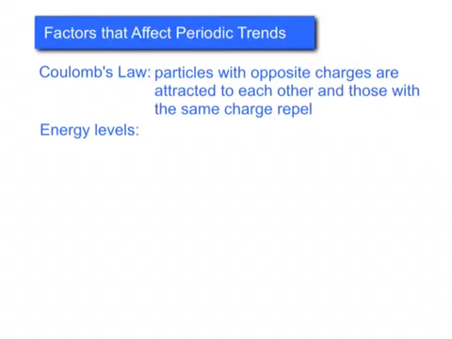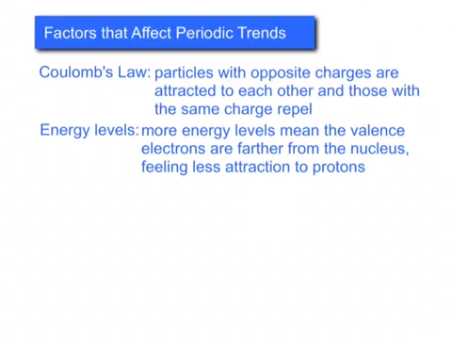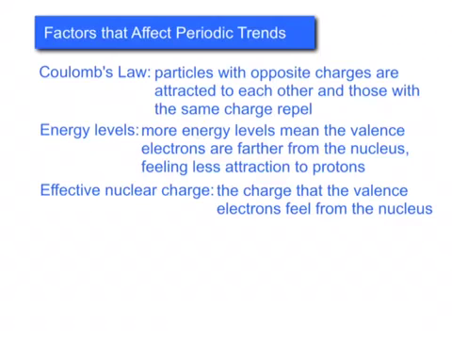And the reason this matters is because Coulomb's law also tells us that as the distance between 2 charged particles increases, their attractive forces are decreased. So as we get electrons further and further from the nucleus, they're not going to be as close to those positive charges, and that's going to affect how attracted they are to the nucleus. Okay. The second factor is effective nuclear charge. Okay, so the nuclear charge is based on how many protons are in the nucleus.